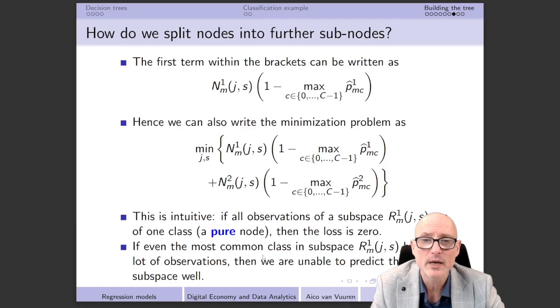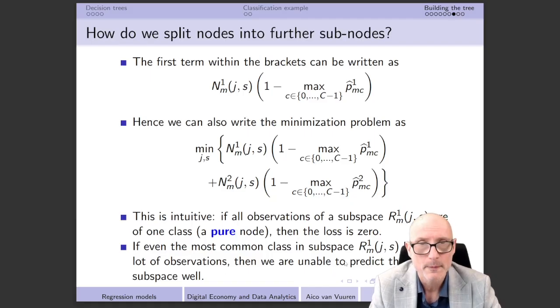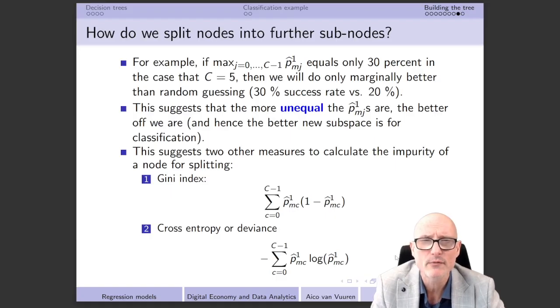More generally, what we can say is that if even the most common class in subspace R1 MJS does not have a lot of observations, then we are unable to predict the subspace very well. That we can see at the moment that we're going to look at a very simple example.